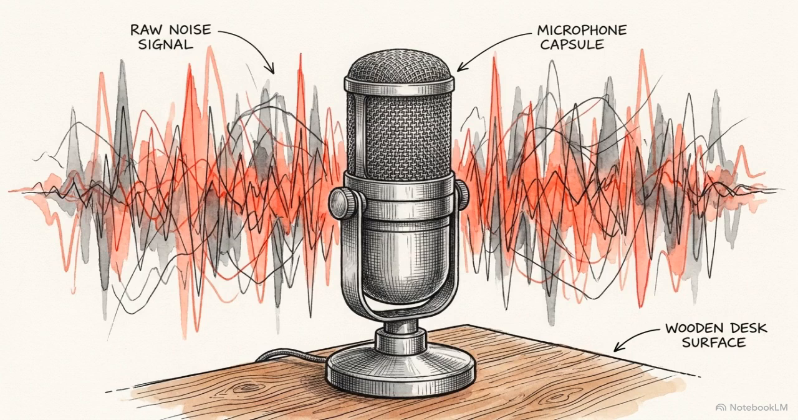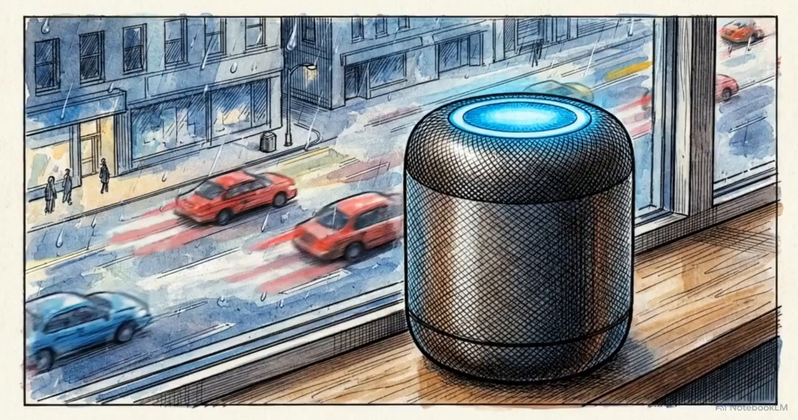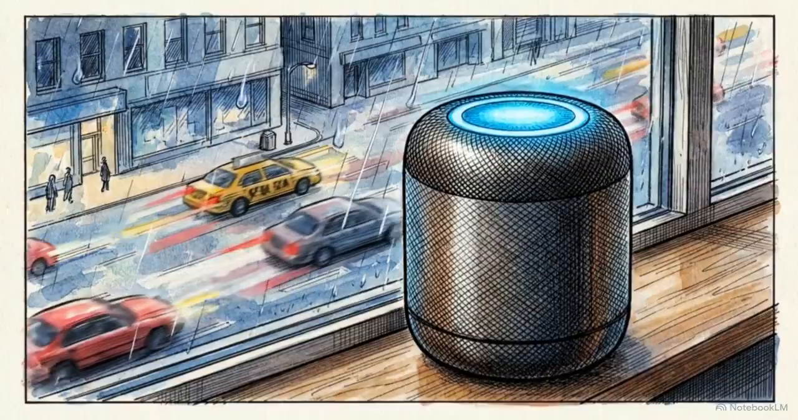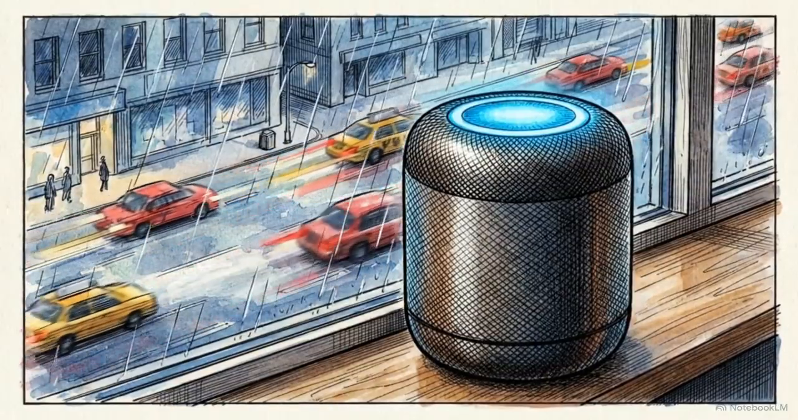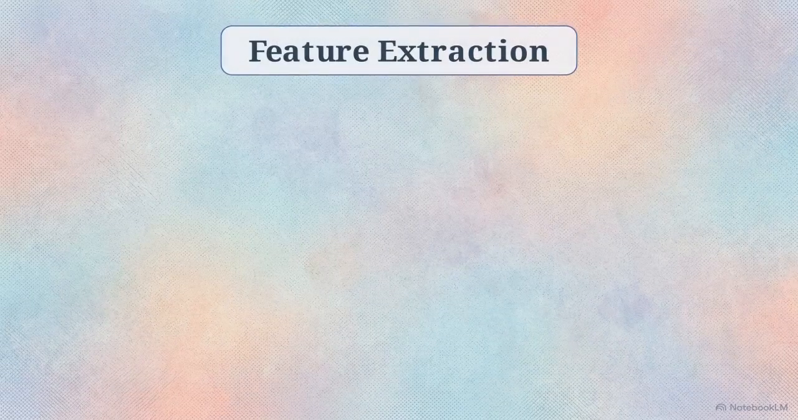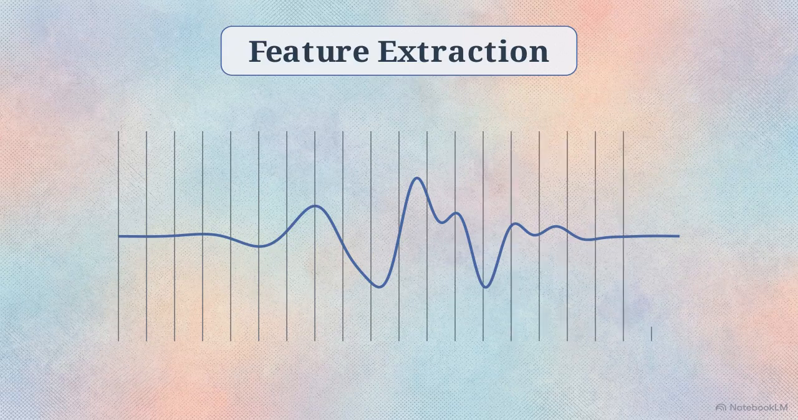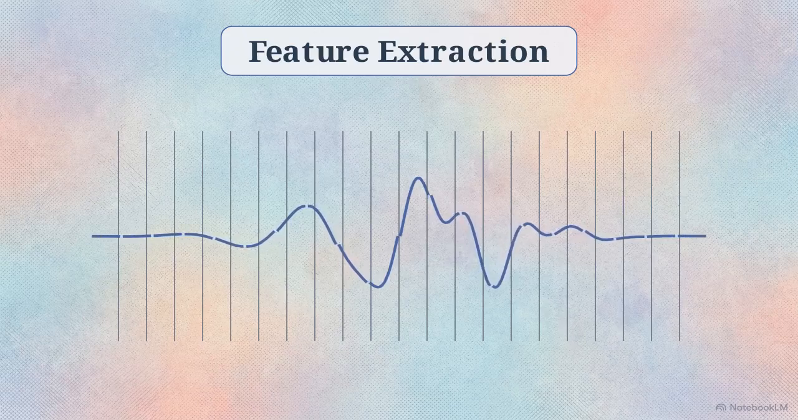Step 1 is audio preprocessing. Algorithms immediately identify and strip away ambient background noise, like the hum of a refrigerator or the sound of traffic outside, to isolate the core frequencies of your voice. In Step 2, feature extraction, the newly cleaned audio wave is chopped into tiny millisecond slices. By breaking the continuous wave into these discrete segments, the system can analyze the sound one piece at a time.